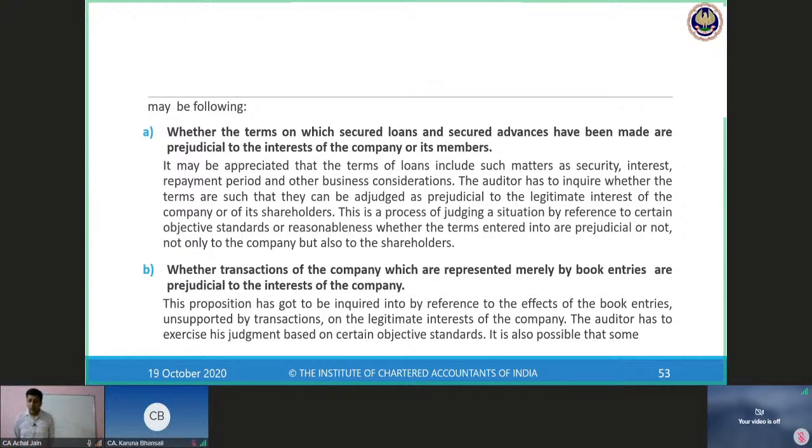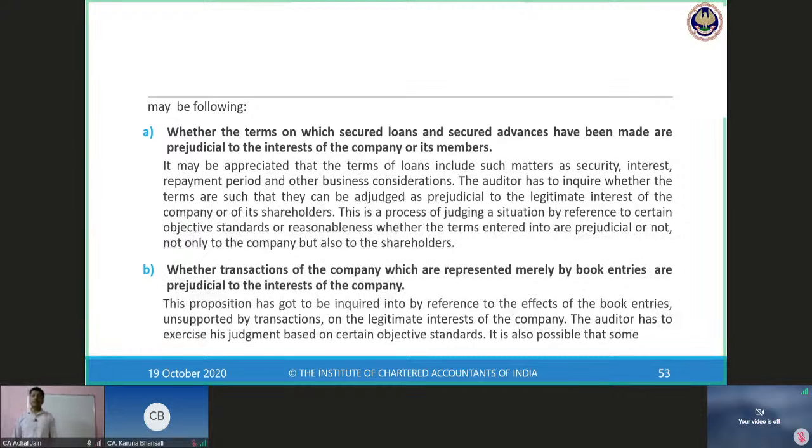The auditor needs to inquire whether the terms are such that they can be adjudged as prejudicial to the legitimate interest of the company or of its shareholders. This is a process of judging a situation by reference to certain objective standards of reasonableness, whether the terms entered into are prejudicial or not only to the company but also to the shareholders. Now this again can be clearly related to the propriety aspect.